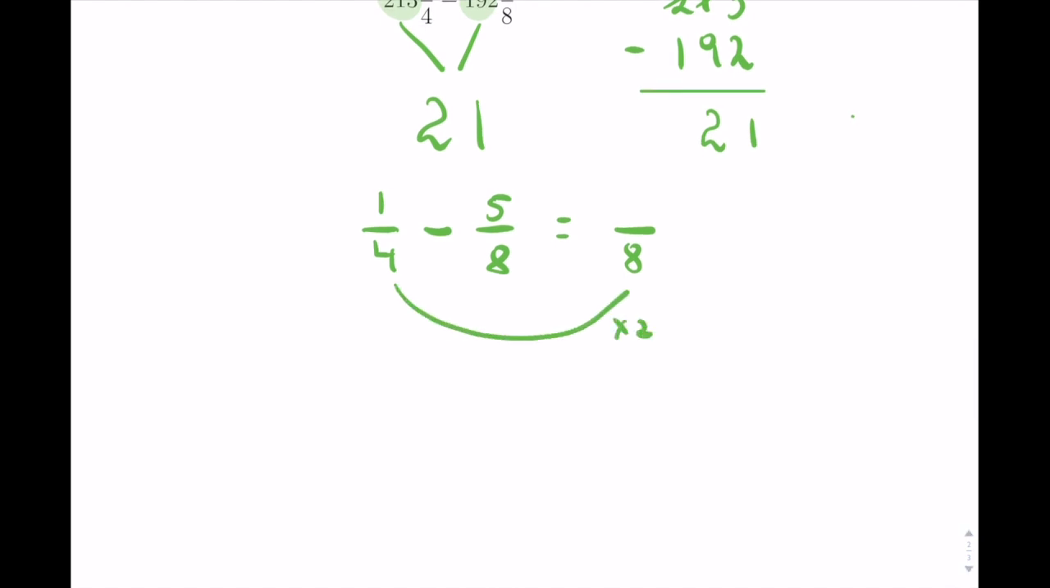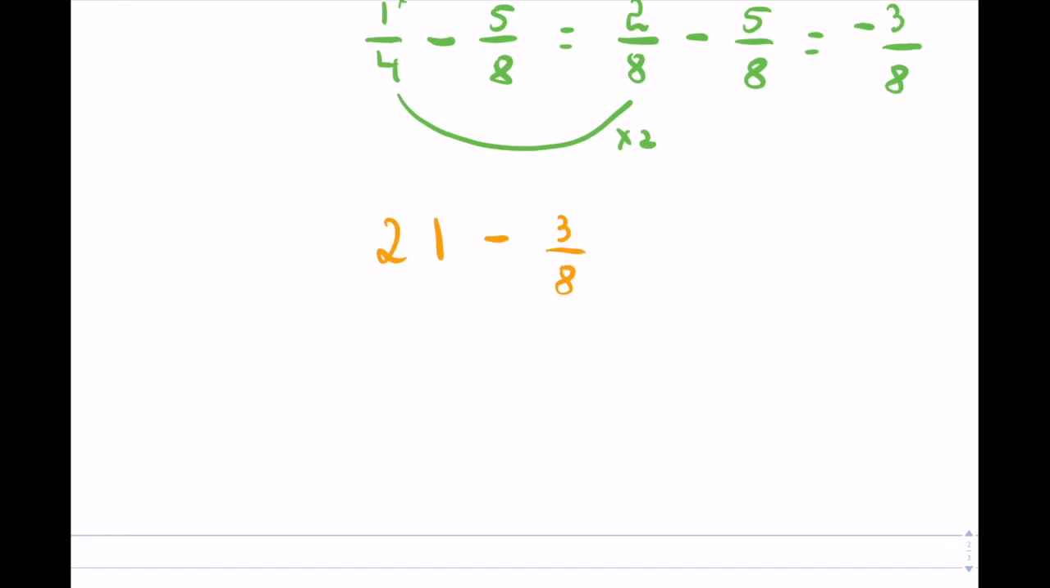Okay, so 4 times 2. Okay, and that's my multiplier, minus. So this one doesn't change. And that will give me minus 3 over 8. Okay, so I have 21 minus 3 over 8.